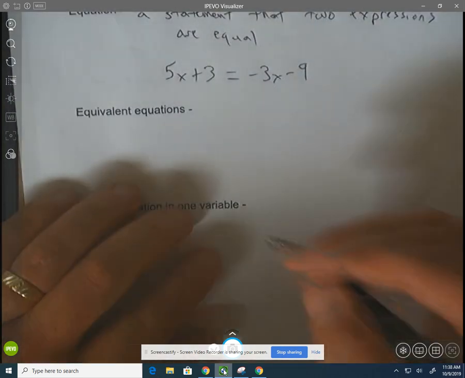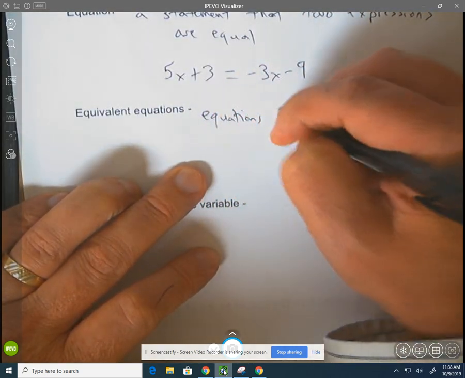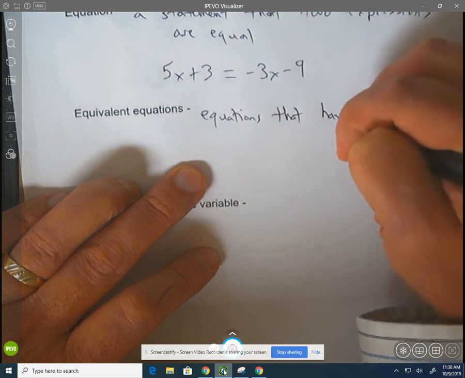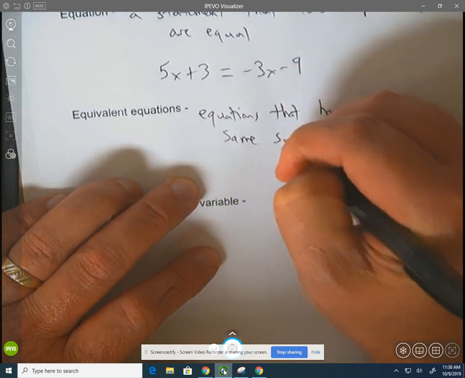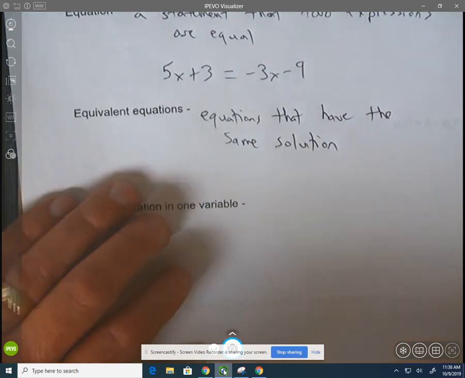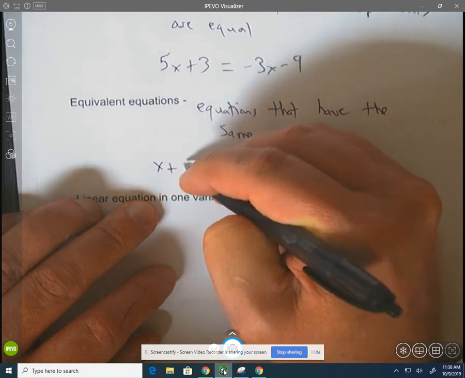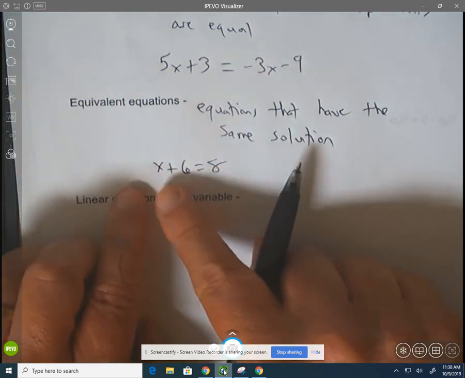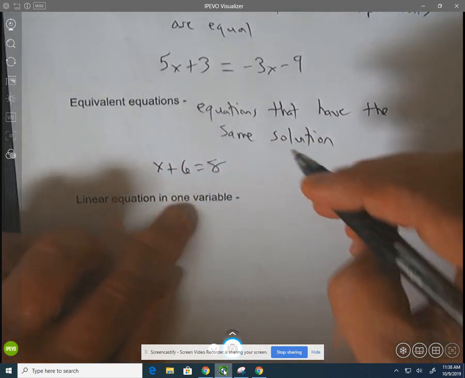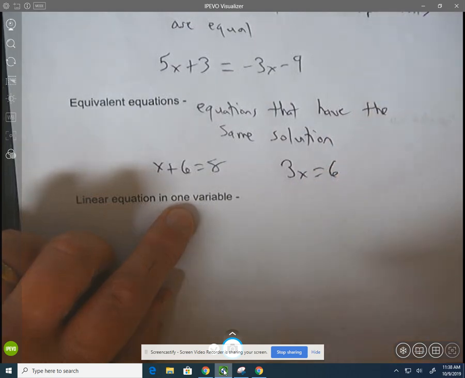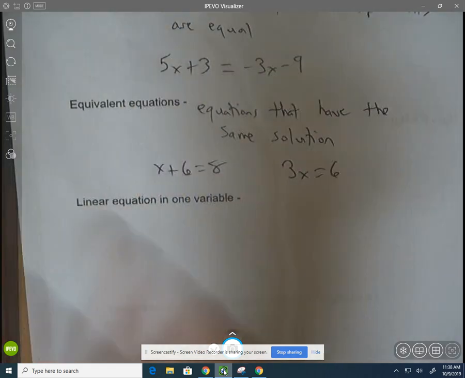And when we talk about equivalent equations, equivalent equations are just equations that have the same solution. So two equations that have the same solution. For example, one equation might be x plus 6 equals 8. This has a solution of x equals 2, because that's the value of x that makes this equation true. So 3x equals 6 also has a solution of x equals 2.